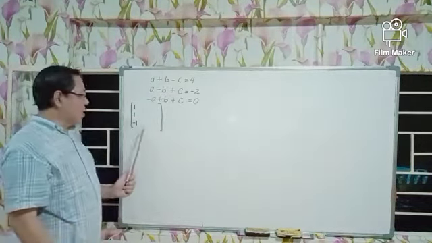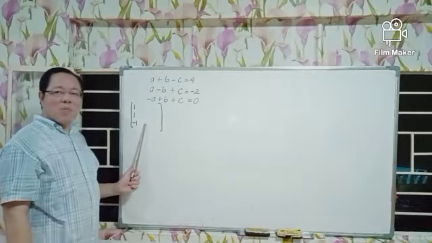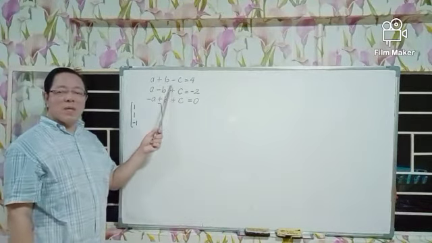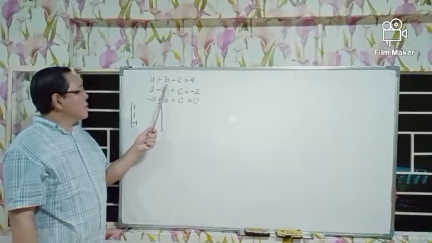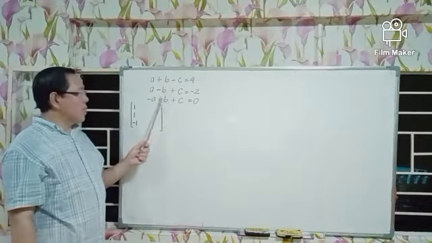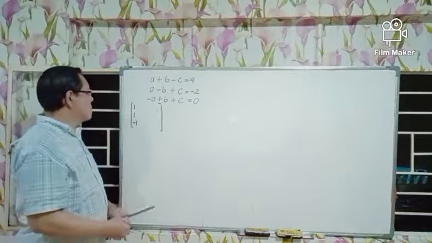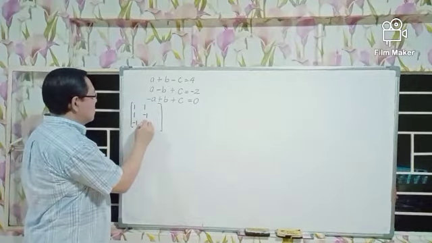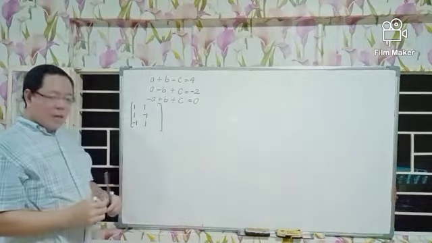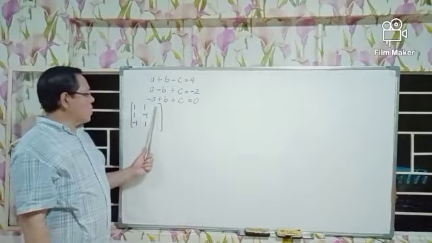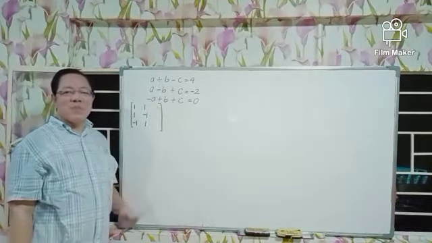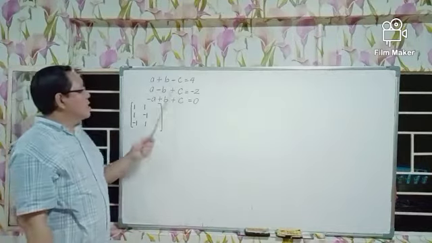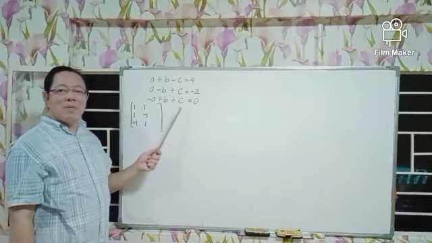Entries of the second column are the coefficients of variable b in the given system of linear equations. We have positive 1, negative 1, and positive 1. And entries of the last column are the coefficients of the third variable c: negative 1, positive 1, positive 1.